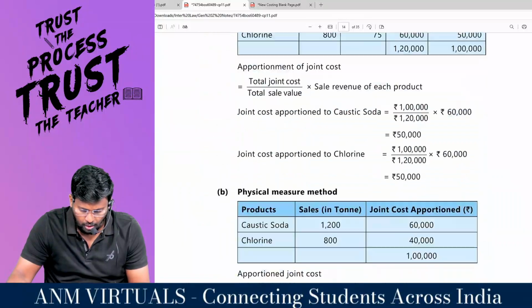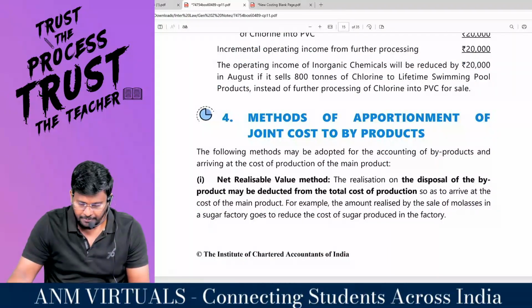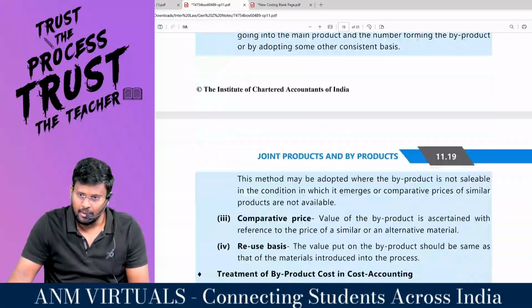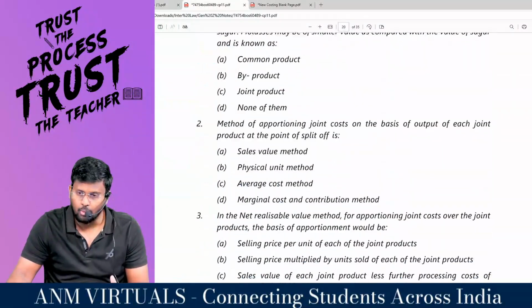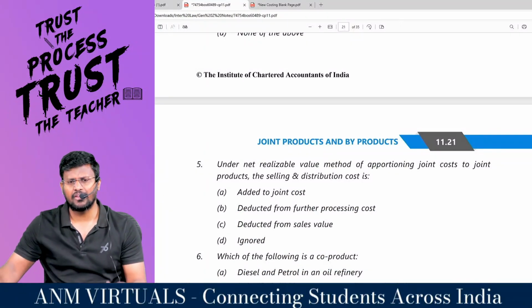Illustration number 4 is an expected question, a good decision making question. Then we will be talking about the book back question. That's the max this chapter will be having. Very easy and a very comfortable chapter.